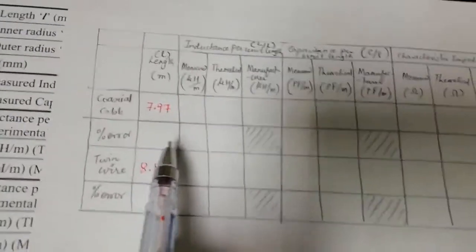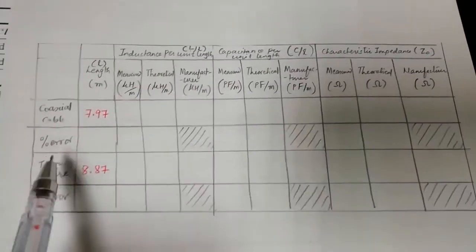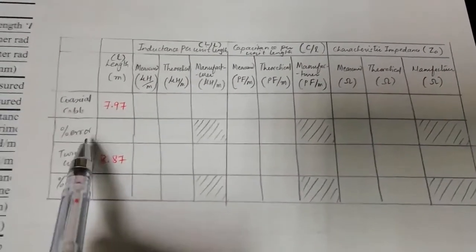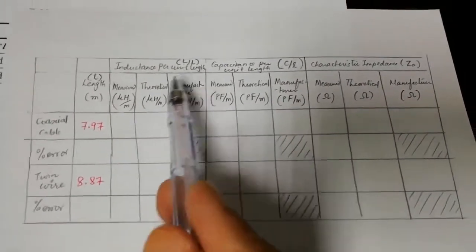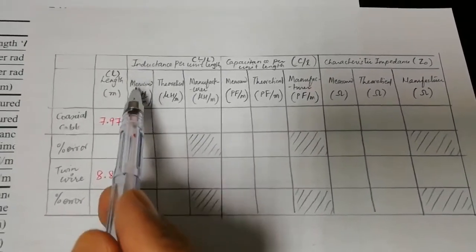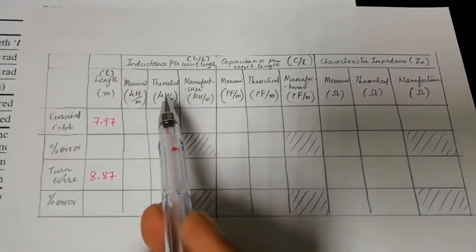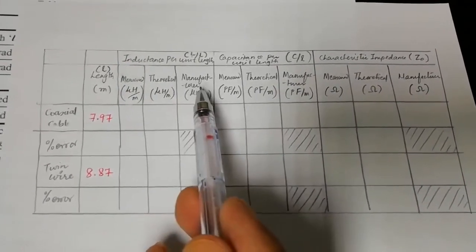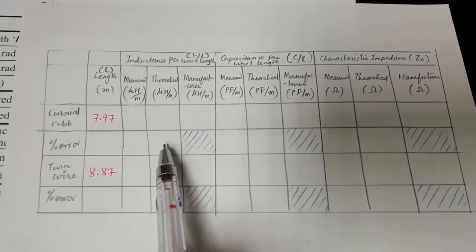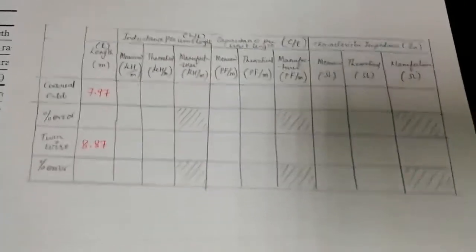Okay, and the last thing is the percentage error, because these are asked in the questions and answers. We are going to find the percentage error with reference to the manufacturer value. So we will find the percentage error of the measured value by comparing it with the manufacturer value, which we are going to write here, and then the percentage error of the theoretical value with respect to the manufacturer value, which we are going to write here. So complete these percentage errors. Okay, so this was our experiment 2.